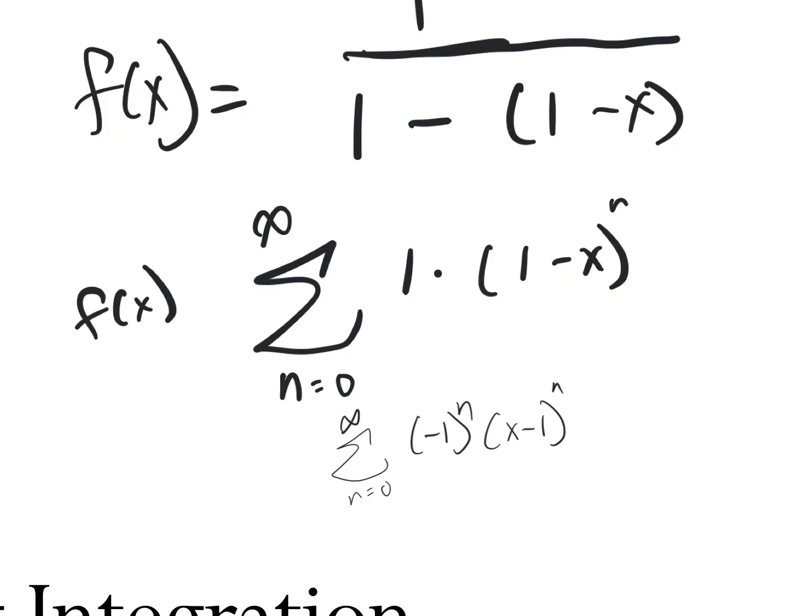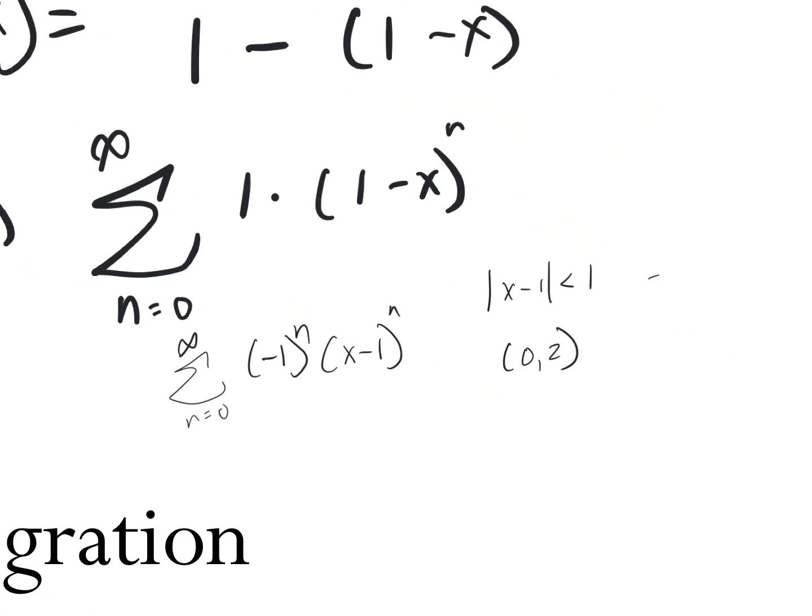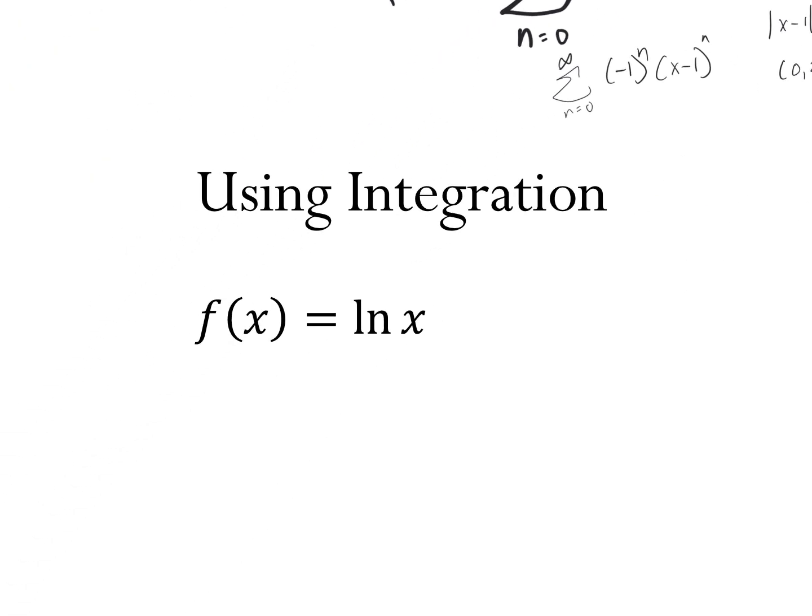And this converges when the absolute value of x minus 1 is less than 1, because geometrics converge when the ratio is less than 1. Are we all feeling comfortable? This is building off of what we did on Monday. Okay, so my interval of convergence here is 0 to 2, solving negative 1 is less than x minus 1 is less than 1.